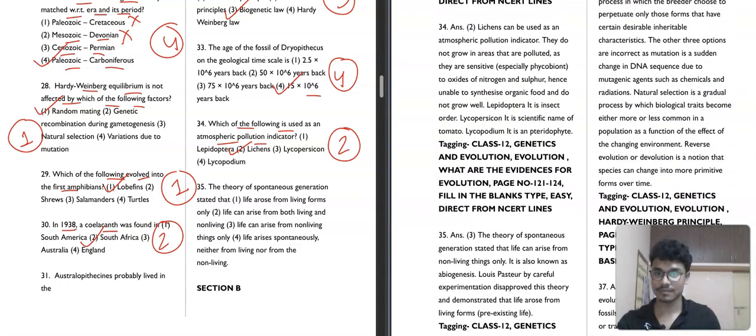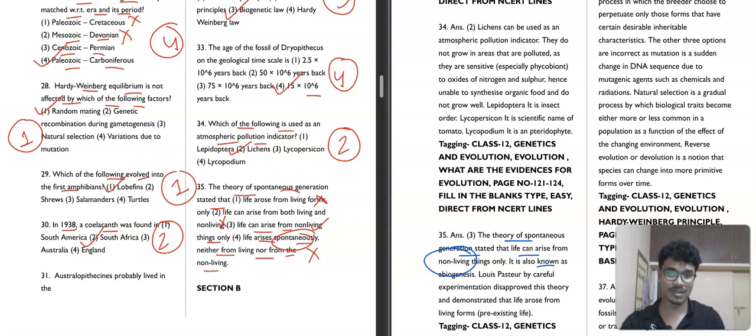It is saying that the theory of spontaneous generation stated that life arose from living forms only. Is it? No. Then life can arise from both living and non-living. No. Life can arise from non-living things only. Okay, so the spontaneous generation theory stated that life arises from non-living things only, because that's why the name is spontaneous. Life arises spontaneously neither from living nor from non-living. Like, how can it appear? You might be thinking that this could be the correct answer. The theory of spontaneous generation stated that life can arise from non-living things only.